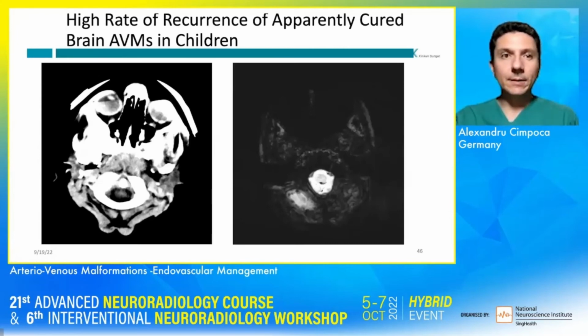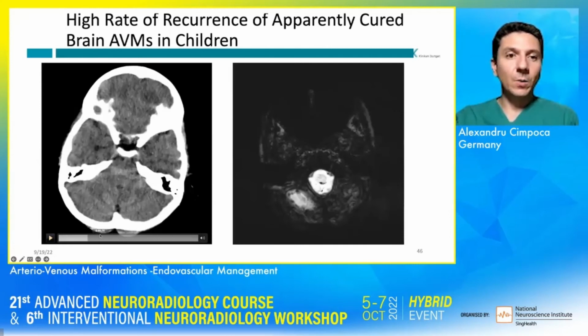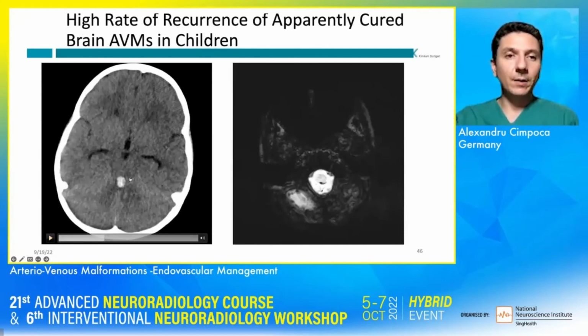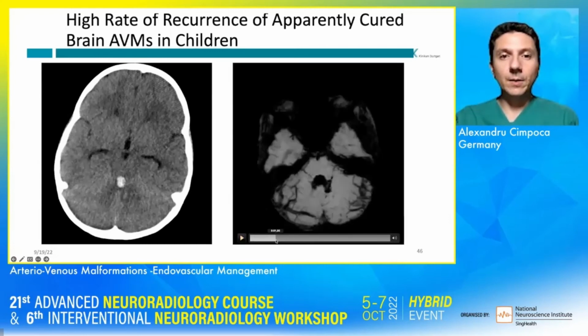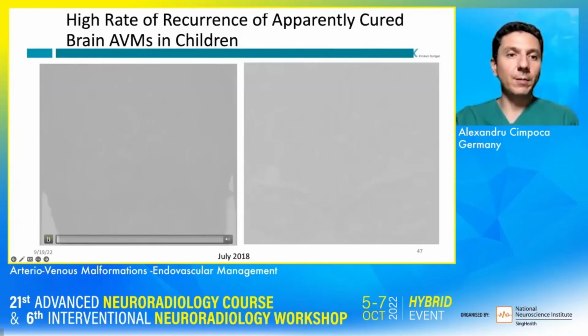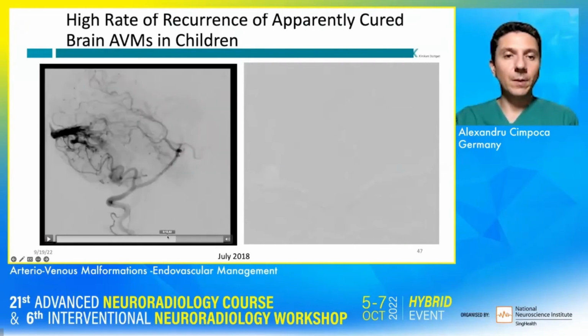One more aspect is the high rate of recurrence of AVM in children. That's a case of an 8-year-old girl presenting with headaches. You can see here an intraventricular bleeding. The MRI showed a suspected small AVM on the left cerebral hemisphere, which was later confirmed by the angiogram. You can see the AVM here. It's better to see on the lateral view.